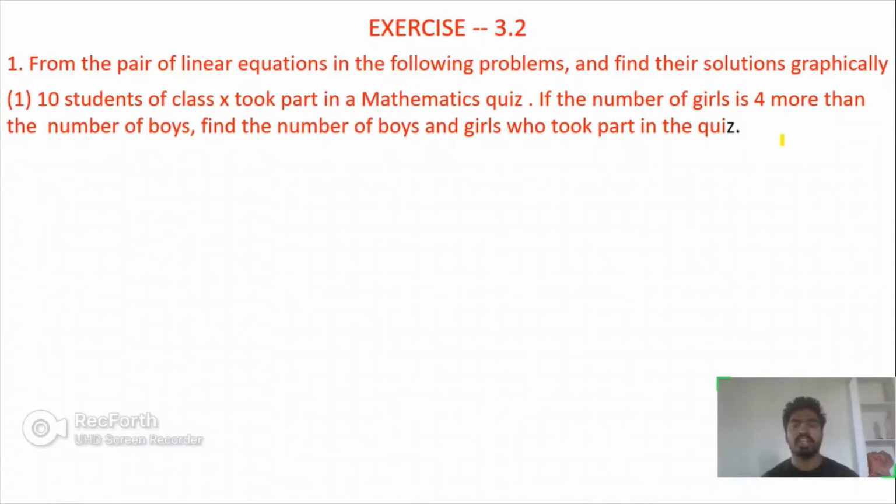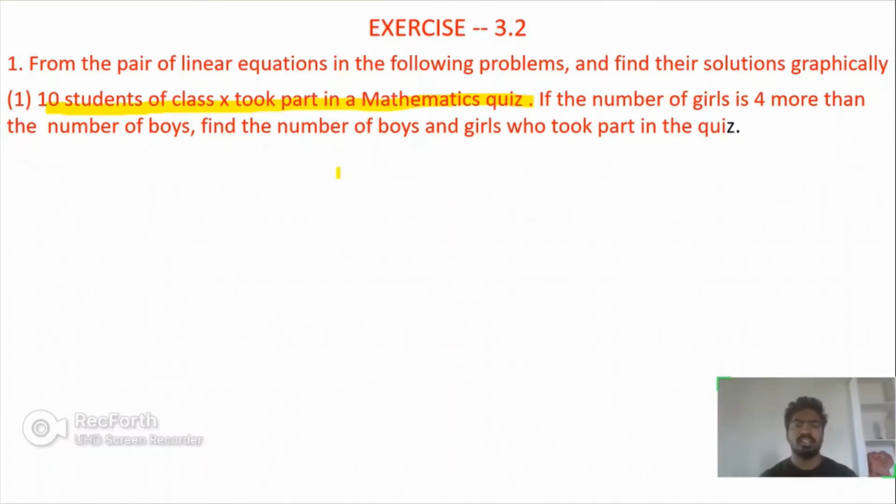In the question, they have given a statement, and based on this statement, we have to frame equations, and by further solving the equations, we have to plot the coordinates of points in order to see the graphical representation for the given statement, right? If you carefully see the question, 10 students of class 10 took part in the mathematics quiz. So the number of students who took part in the quiz is 10. And if the number of girls is 4 more than the number of boys, find the number of girls and boys who took part in the quiz.